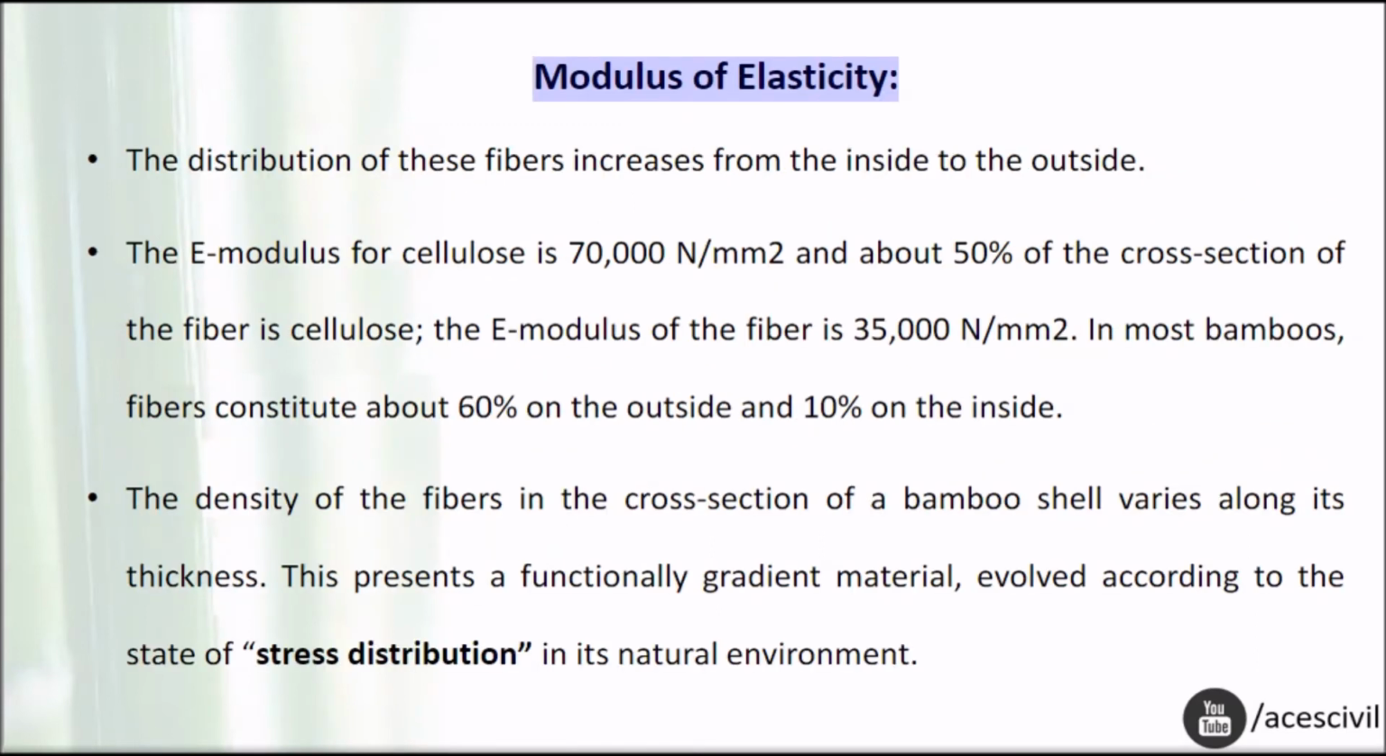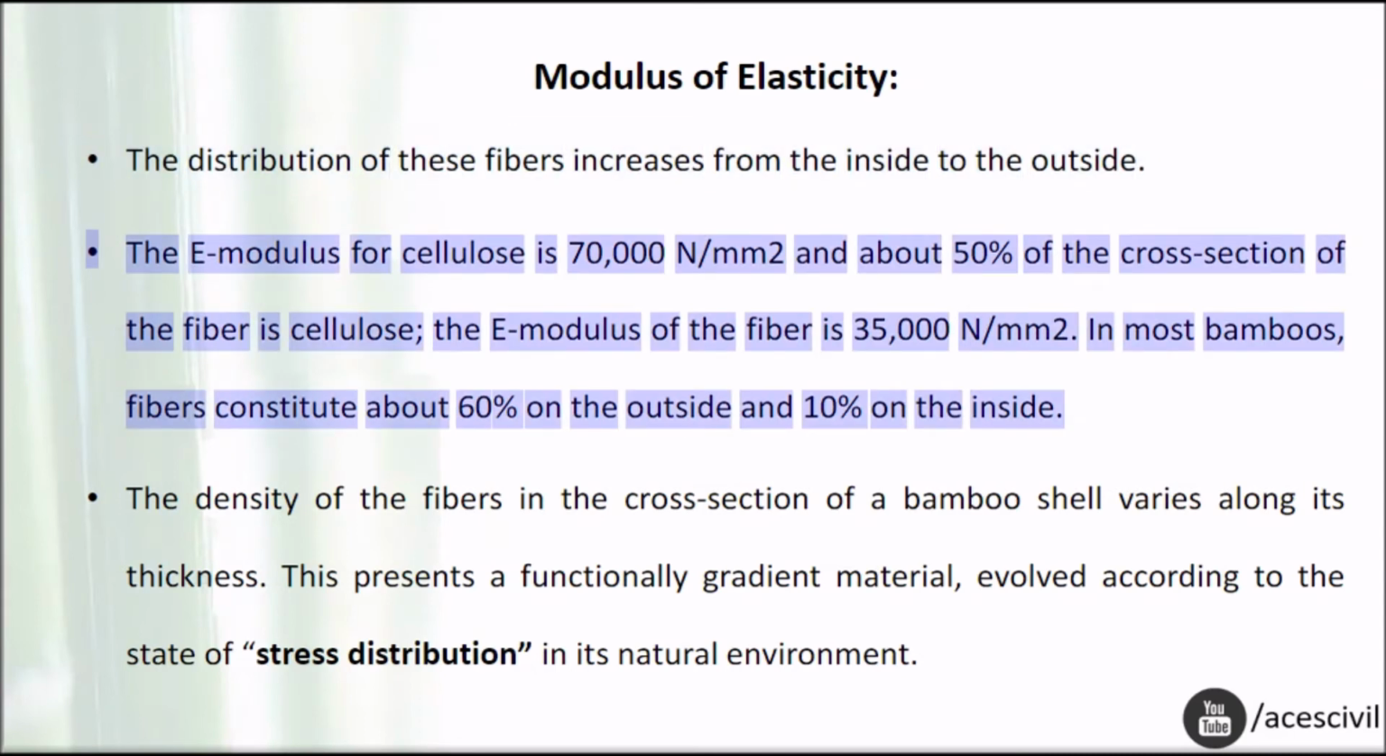Modulus of elasticity. The distribution of these fibers increases from the inside to the outside. The E-modulus for cellulose is 70,000 N/mm2, and about 50% of the cross-section of the fiber is cellulose. The E-modulus of the fiber is 35,000 N/mm2. In most bamboos, fibers constitute about 60% on the outside and 10% on the inside.